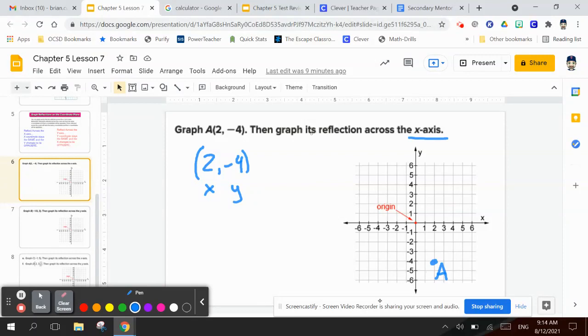But I also want to graph its reflection. When we reflect across the x-axis, x stays the same. And what happens to the y? We find its opposite. The opposite of -4 is 4. So I graph that as well. I start at 0, I go over 2, and up 1, 2, 3, 4. And that's A1 because that's the opposite.